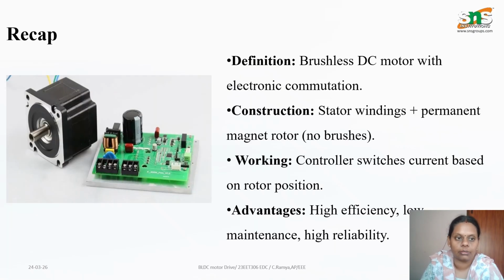Let's begin with a quick recap of the BLDC motor. A BLDC is a type of motor that uses electronic commutation instead of mechanical brushes. It consists of stator windings and a permanent magnet rotor. Unlike conventional methods, there are no brushes, which eliminates mechanical wear. The controller switches the current based on the rotor position to produce the torque, and the key advantages are high efficiency, low maintenance, and high reliability.